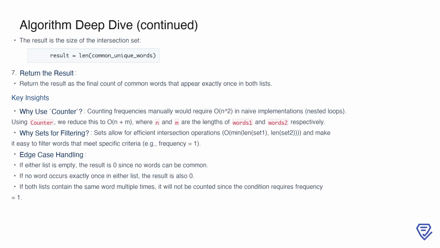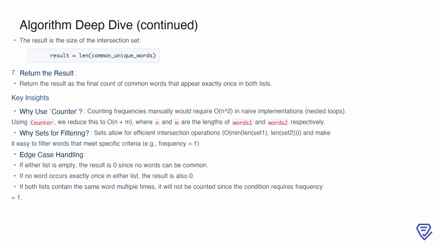The result of the intersection is a set called common_unique_words, which contains all the words that are unique to both lists. To calculate the final answer, we simply find the size of this set using the len function. This gives us the count of words that appear exactly once in both words1 and words2. Finally, we return this result as the output of our function.